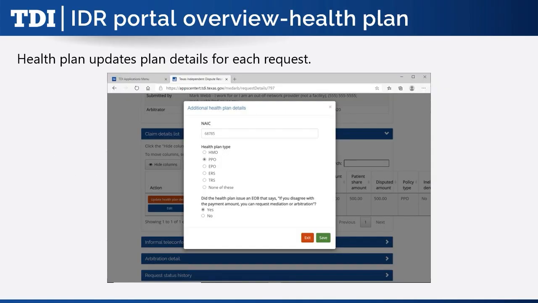So this is an example of the first thing the health plan sees. We ask that the health plan update any type of details that will make the process more accurate. So we ask that they verify that the submitter has entered their NAIC number in correctly. If not, we ask the plan to update it accordingly. We also ask the plan to verify what type of health plan that it is. And of course, we ask that the health plan verify that they agree that it is eligible for the IDR process.